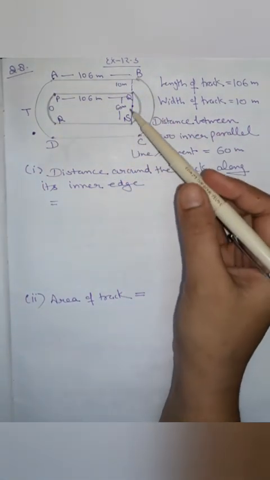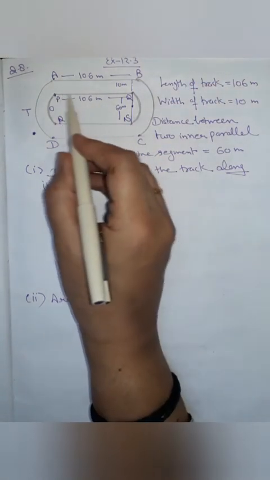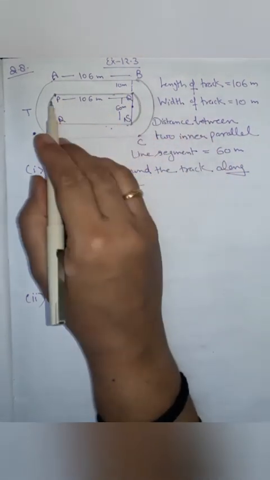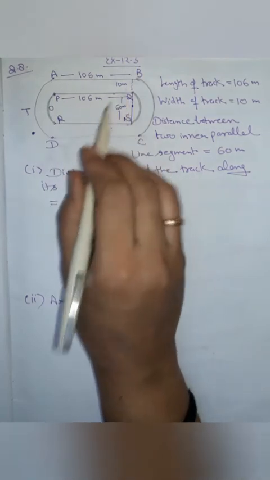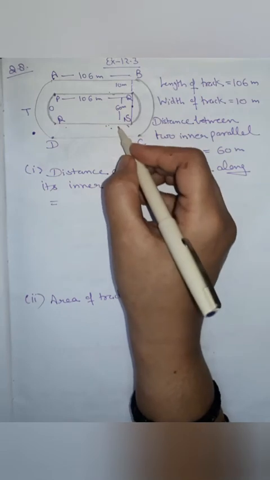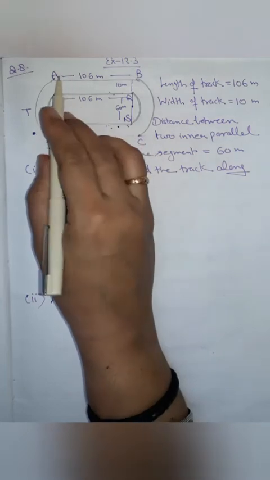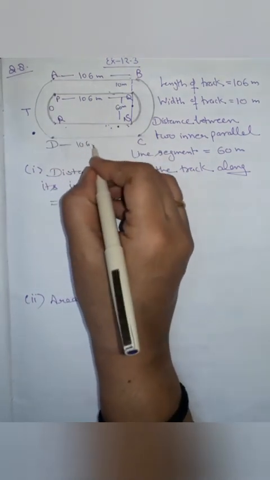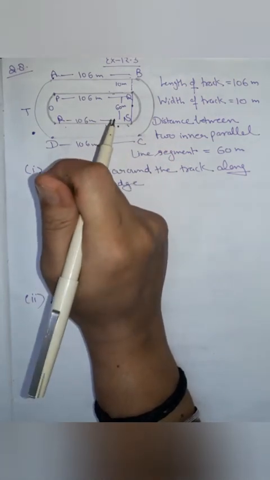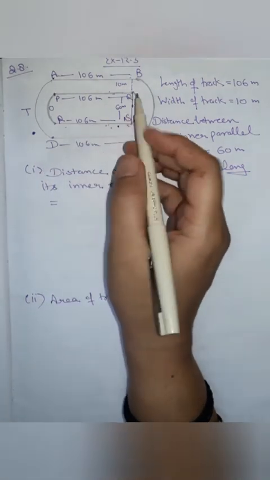The distance between two inner parallel line segments is 60 meter. This line is parallel to this one, one line is PQ, the other is RS. So the distance between PQ and RS is 60 meter, and they are each 106 meter long. You have to find the distance around the track along its inner edge.